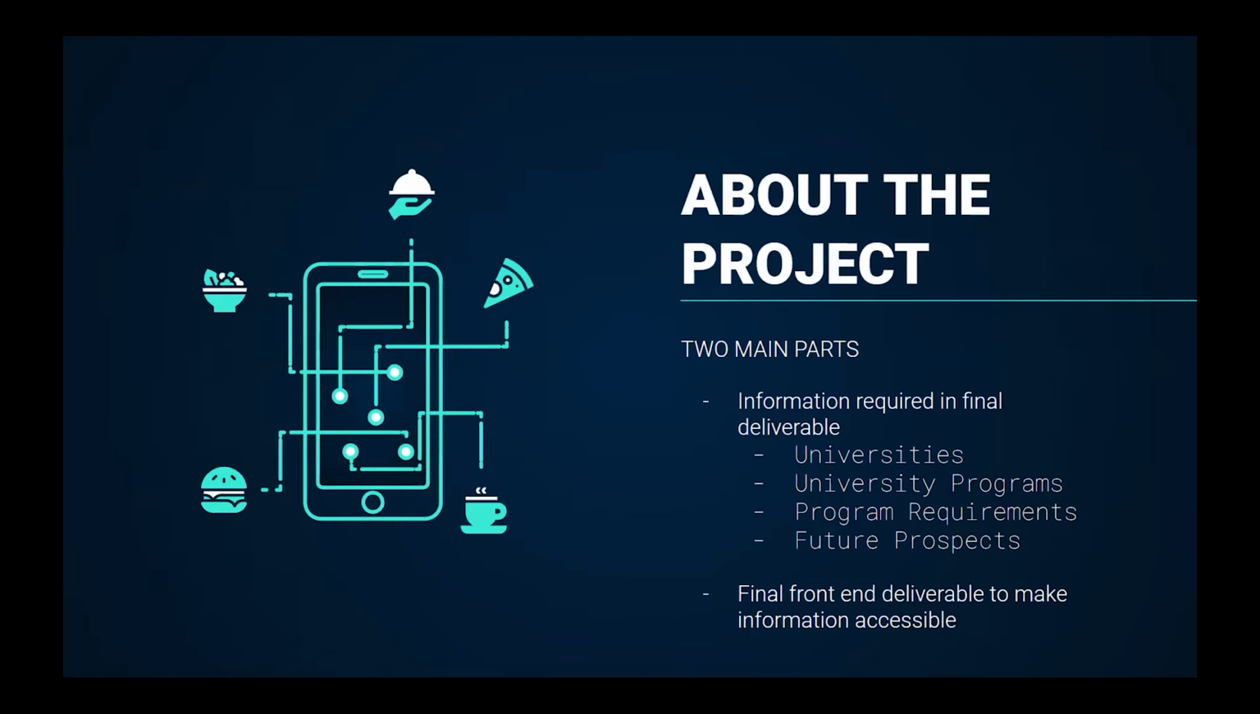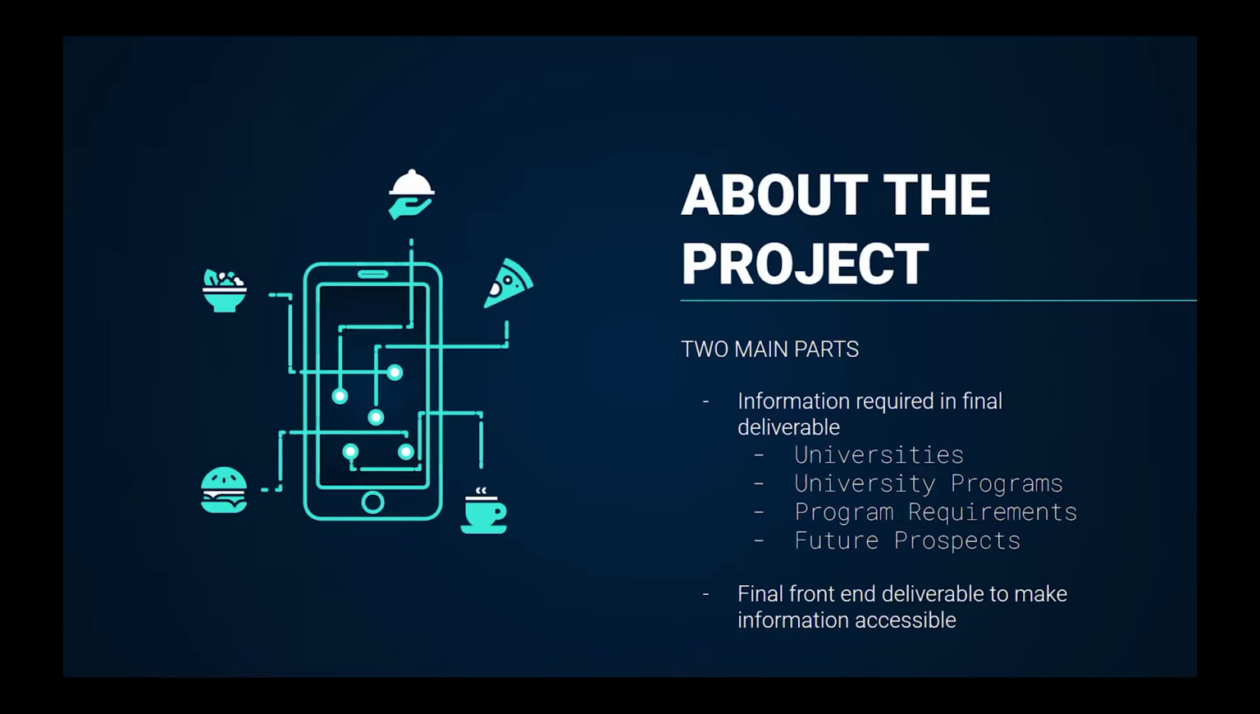About the project, this project was divided into two main parts. Firstly, we had the back end or the database, and this was the information required in the actual front end deliverable. There were four main sections: universities, programs offered at said universities, the requirements for these programs, like admission requirements, how you would actually get into them, and finally future prospects. What happens after you take this university program? Where can you end up? That's the information that is housed in our backend database.